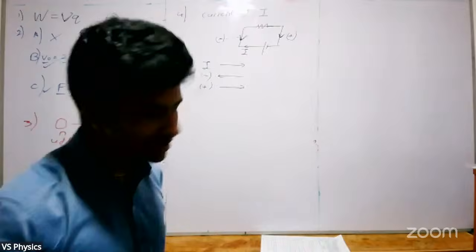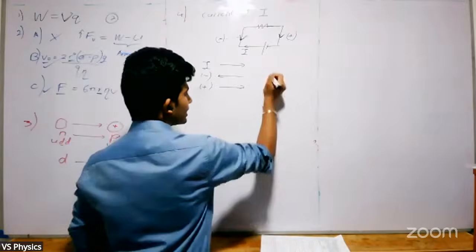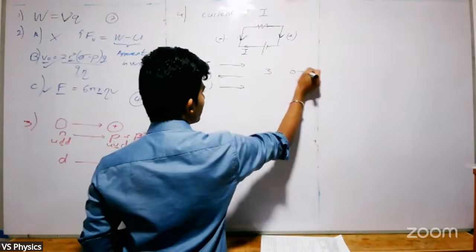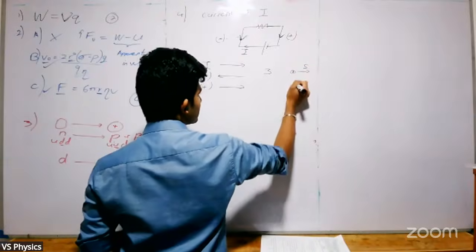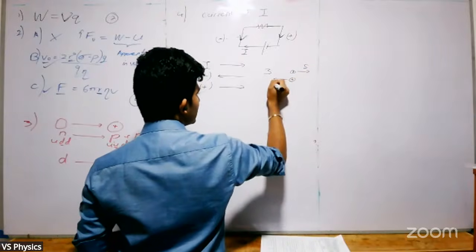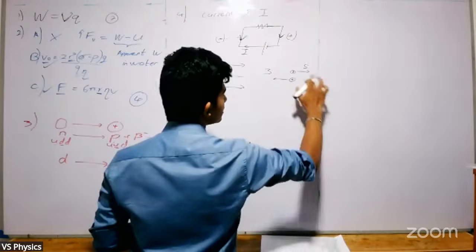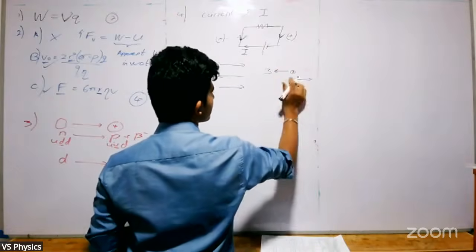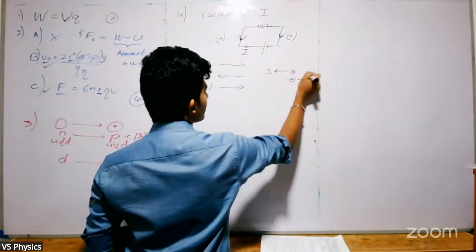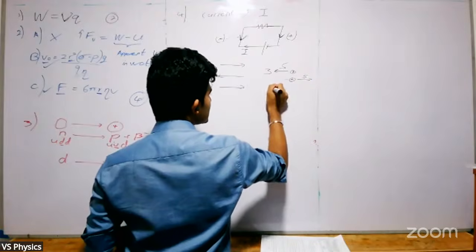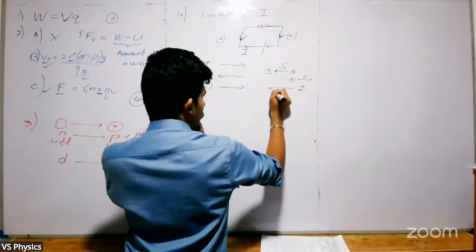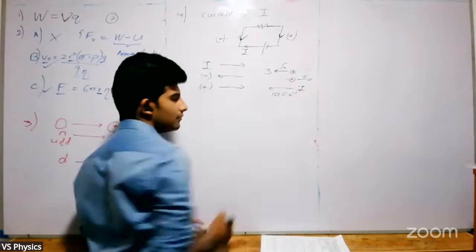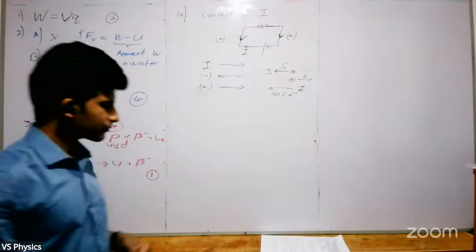So for this, the third answer: we get 5 positive and 5 negative. These two together will give us a current of 10 coulombs per second.